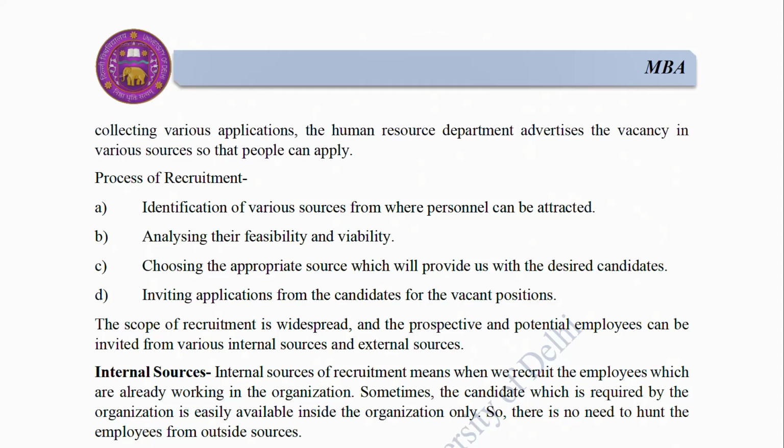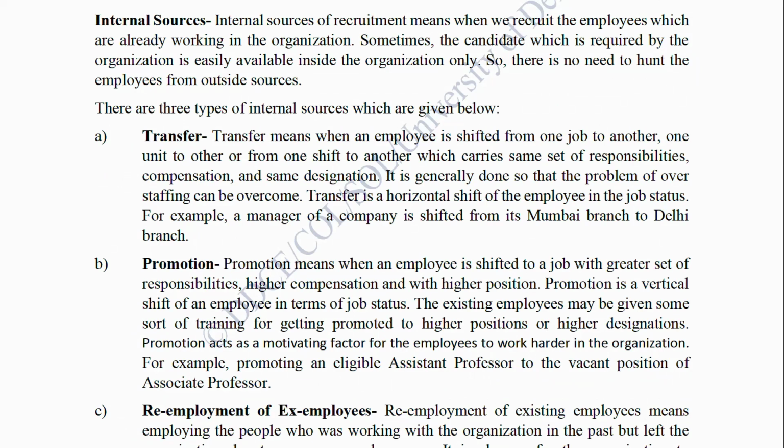The scope of recruitment is widespread and the prospective and potential employees can be invited from various internal sources and external sources. Internal sources. Internal sources of recruitment means when we recruit the employees who are already working in the organization. Sometimes the candidate required by the organization is easily available inside the organization itself. So there is no need to hunt for employees from outside sources. There are three types of internal sources which are given below.